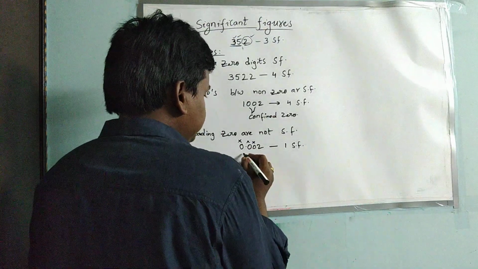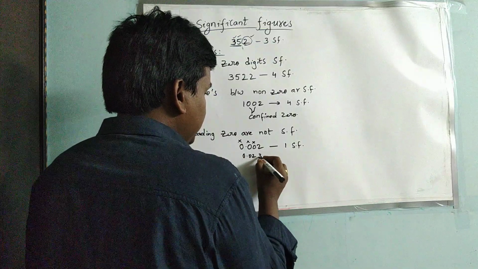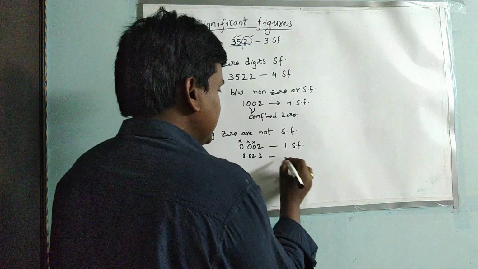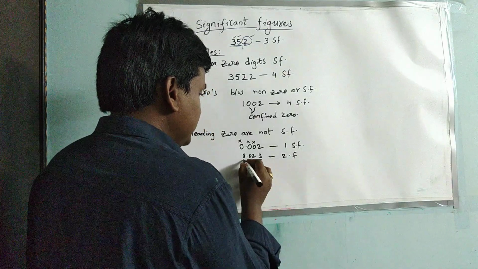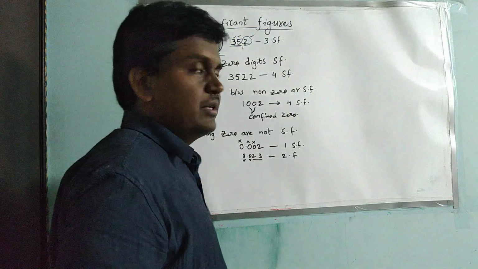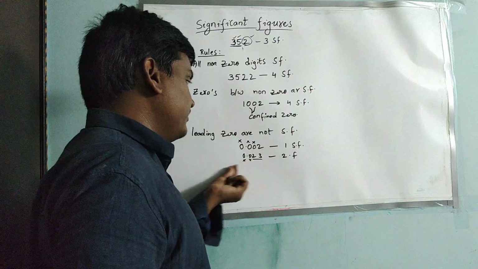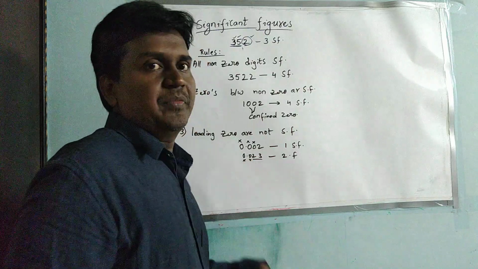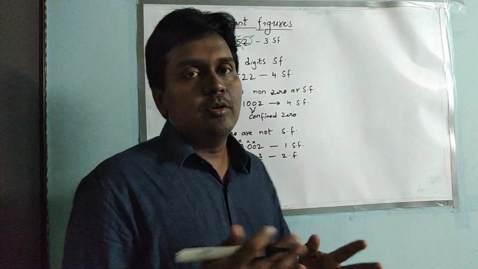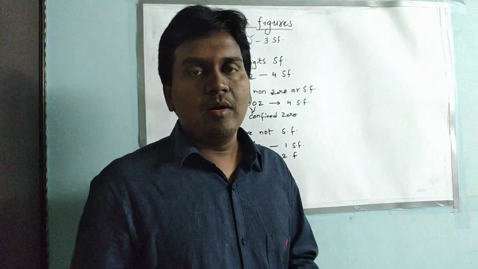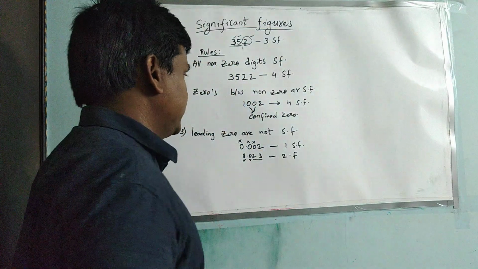Or you may take one more, 0.023. Here you can consider only 2 significant figures. These two are significant, these are not significant figures. Zeros coming on the left side of the number are considered not significant.